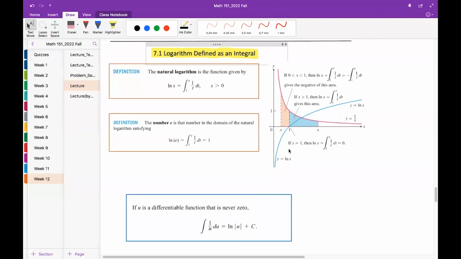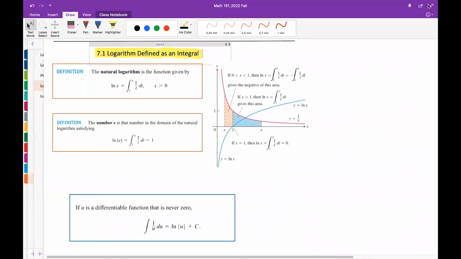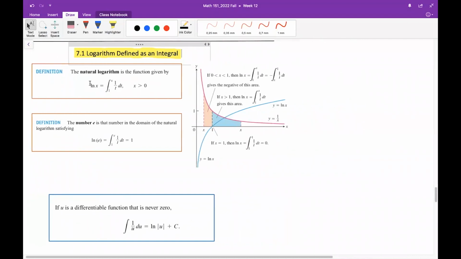This is lecture video 44, and I will explain logarithm defined as an integral in this lecture video. So the natural logarithm function is defined through this definite integral. It is defined by this definite integral from 1 to x of 1 over t dt, where x here is a positive quantity. So this means that ln x is not defined for 0 and non-negative numbers.